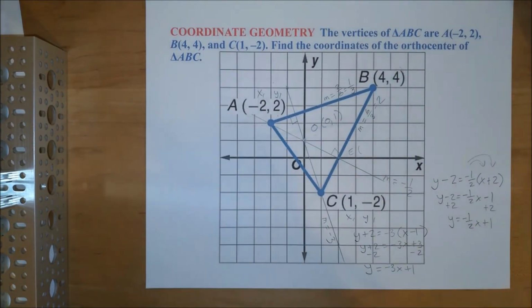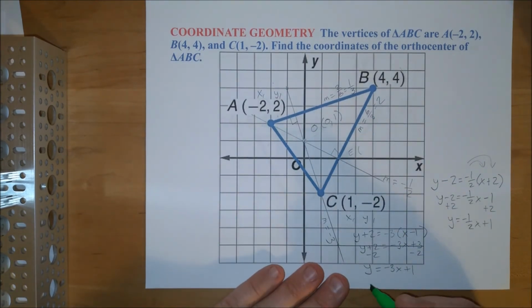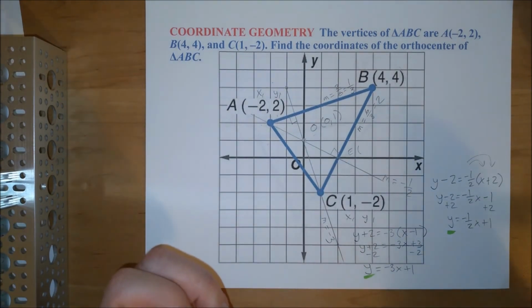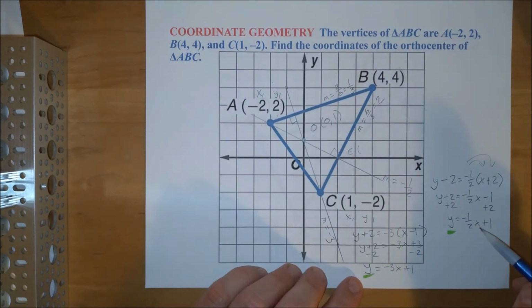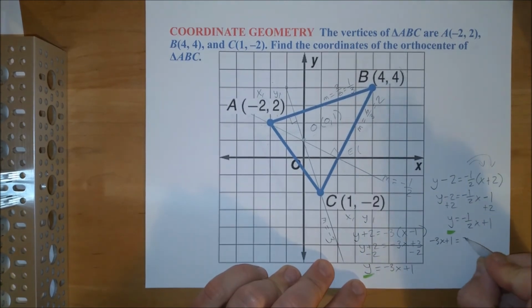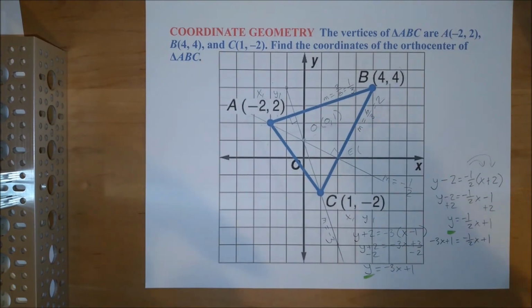Okay, now you can see why it's handy to put these in slope-intercept form, because if you have them both solved for y, then the place where they're going to intersect is the place where they're going to be equal. If these are both solved for y, then let's go ahead and set them equal to one another. -3x plus 1 equals -1/2 x plus 1, and let's solve it for x.